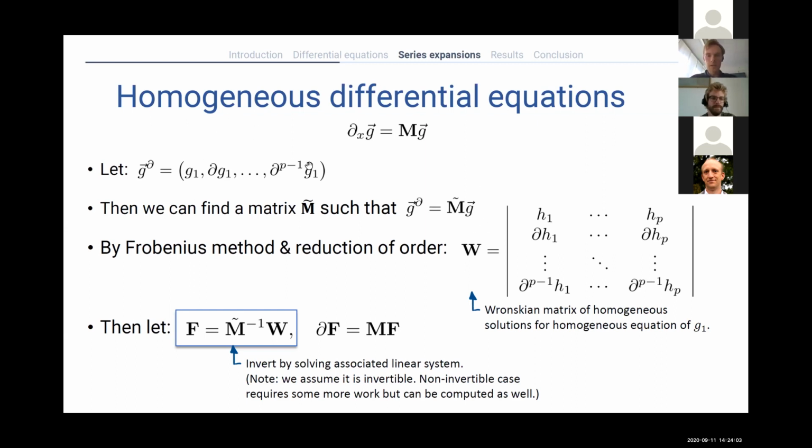Yeah, and then the point is that we solve G1 using standard techniques like the Frobenius method and reduction of order. This will give you a Wronskian matrix of homogeneous solutions. And this Wronskian matrix, you can then use to obtain a matrix of solutions to your system here at the top. So if you define F to be M tilde inverse, where M tilde was this matrix here, then dF equals M of F. So it satisfies this original system.